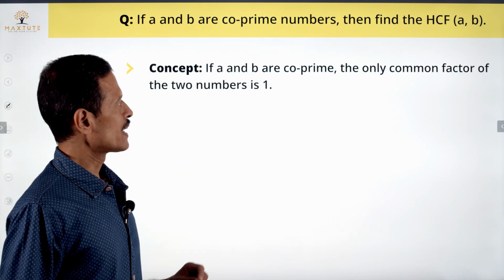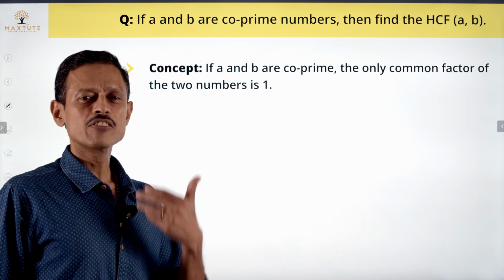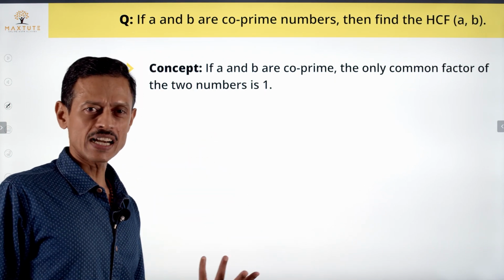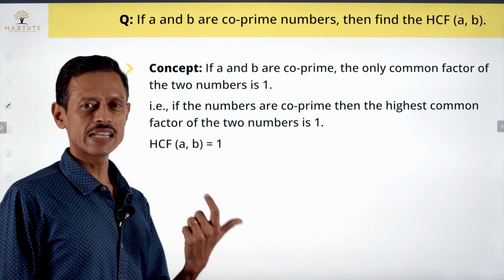Two numbers A and B are said to be co-prime if the only common factor between these two numbers is 1. If 1 is the only common factor, that has to be the highest common factor. So the HCF of these two numbers is equal to 1. Let's move on to the next question.